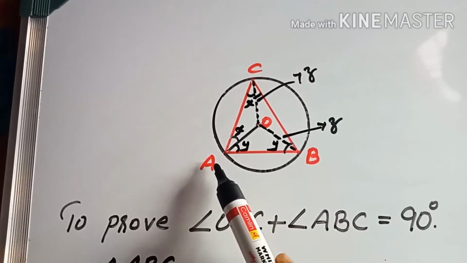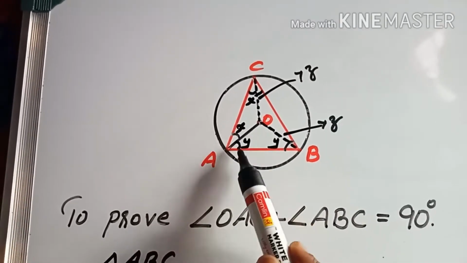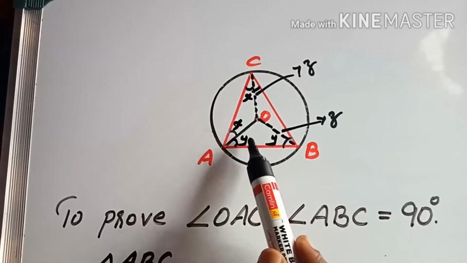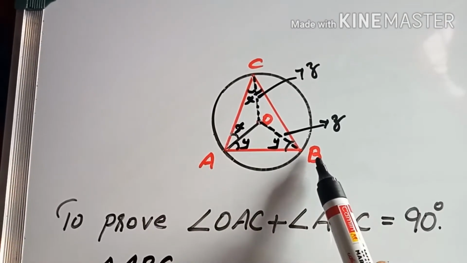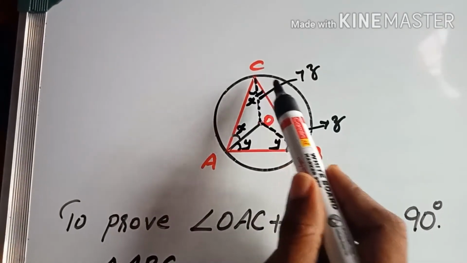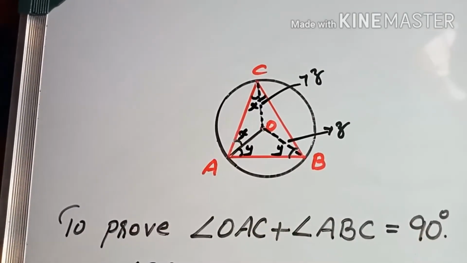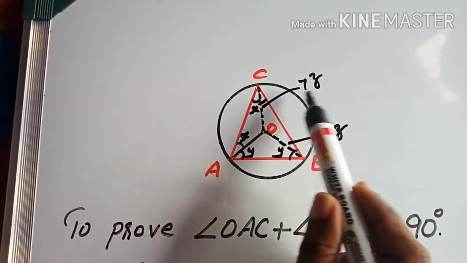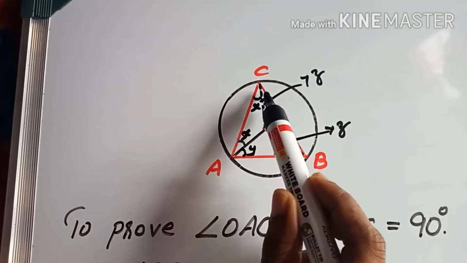Angle A means one half x and another half y, so x plus y will be angle A. Angle B will be y plus z. Angle C will be x plus z. Okay. Now x plus z is the angle C.